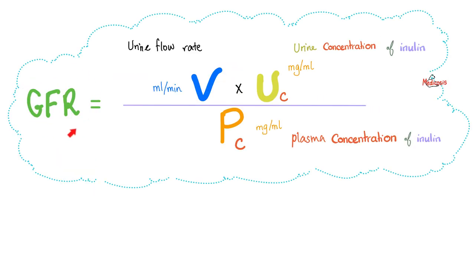So your GFR or your plasma clearance equals VOOP. V times U over P. VOOP. What's the V? Urine volume. What's the U? Urine concentration of inulin. So the concentration of inulin in the urine. What is PC? Concentration of inulin in the plasma. VOOP. Never ever forget the VOOP. VOOP equals GFR. VOOP equals renal plasma clearance. Not to be confused with H&M clearance.